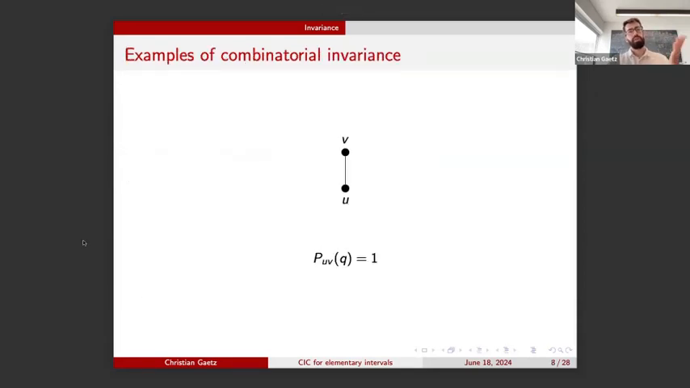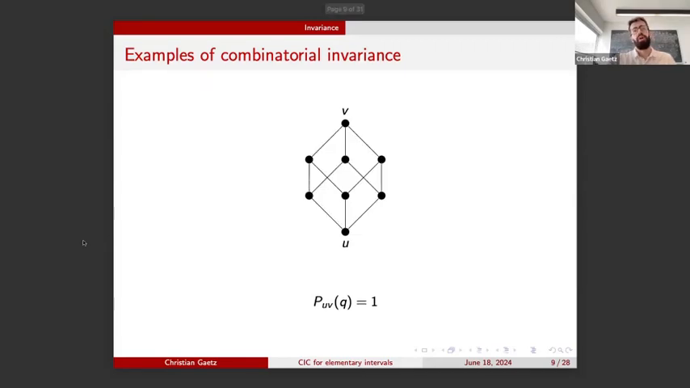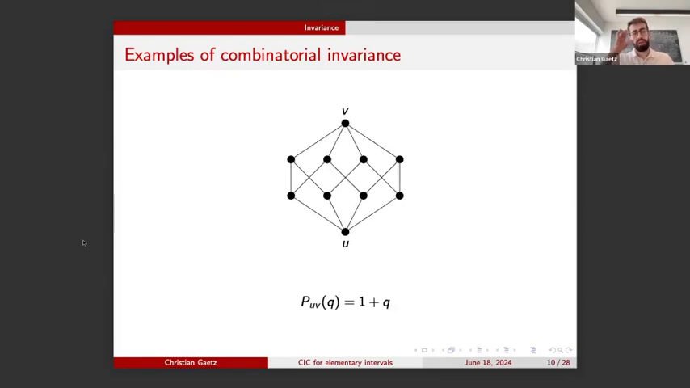Okay, so here's some examples. Whenever the interval just has two elements, one less than another, the polynomial is supposed to be 1. Whenever the poset looks like this cube, or in general a Boolean lattice, the polynomial is also 1. Sort of the smallest intervals for which the polynomial is not just 1 are these 4 crowns. This happens in S4, for example. In this case, the polynomial is 1 plus q.